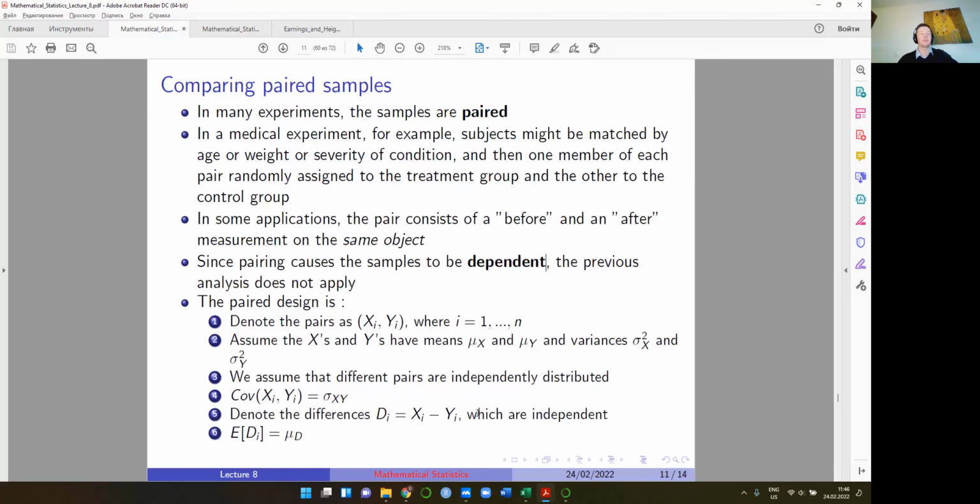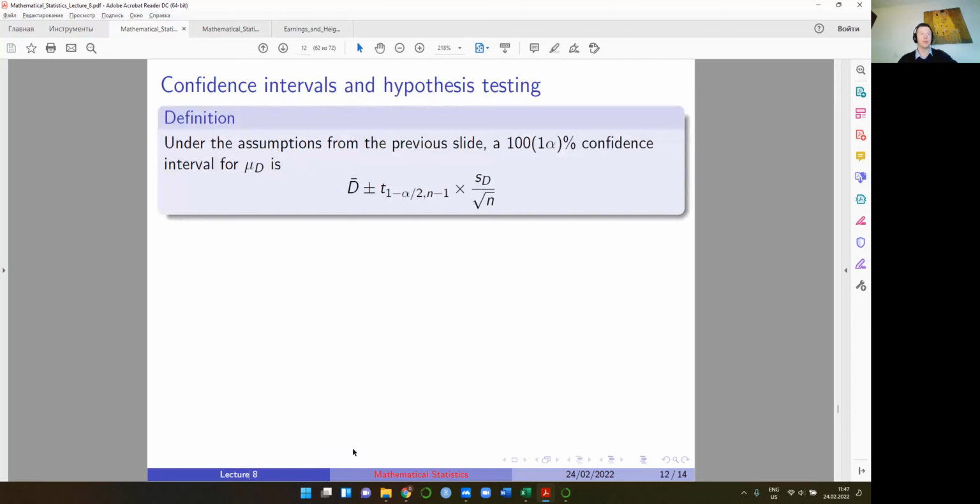It gives us a very nice thing. We denote the expected value of di as mu d, and the variance of di as sigma squared d. So this is a notation, right? We don't know mu d, we don't know sigma squared d. That's what we want to basically infer about.